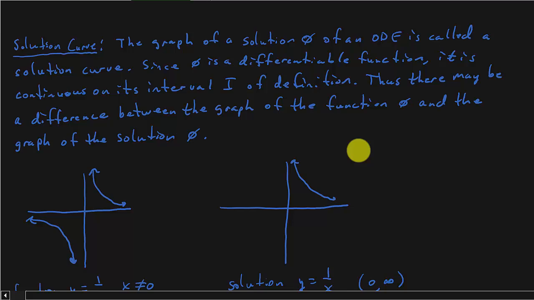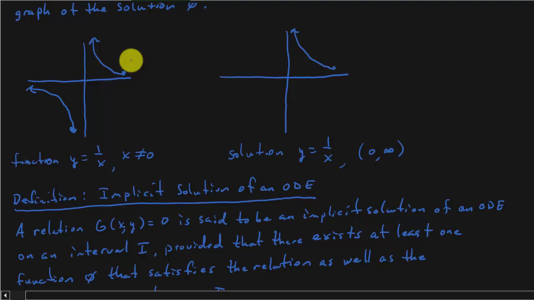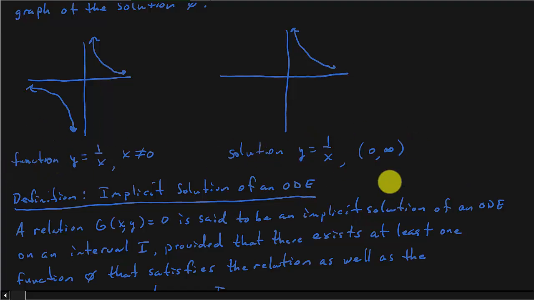All right, solution curve. The graph of a solution phi of an ordinary differential equation is called a solution curve. Since phi is a differentiable function, it is continuous on its interval, I, of definition. Thus, there may be a difference between the graph of the function phi and the graph of the solution phi. Here's a graph of the function y equals 1 over x, and we know x cannot be 0. We may be looking at a differential equation on the interval 0 to infinity, and this would be your solution over that interval. This would be the graph of the function, and this would be your solution here.